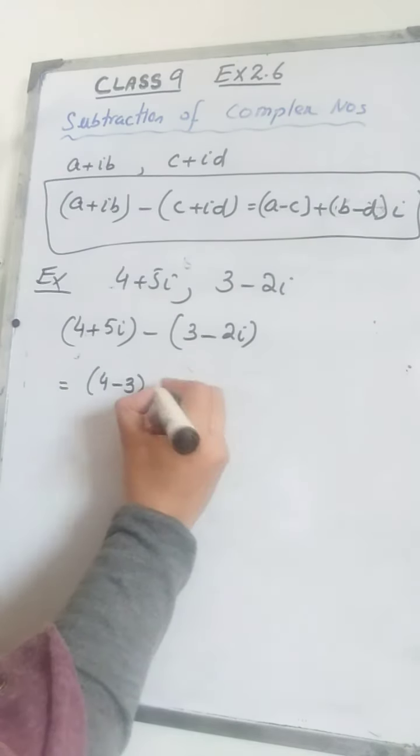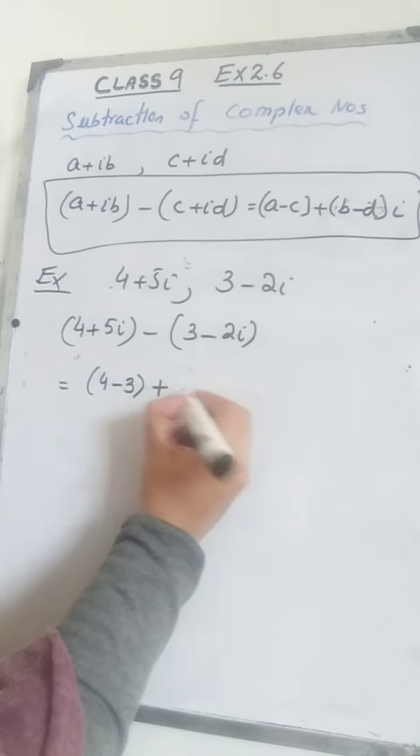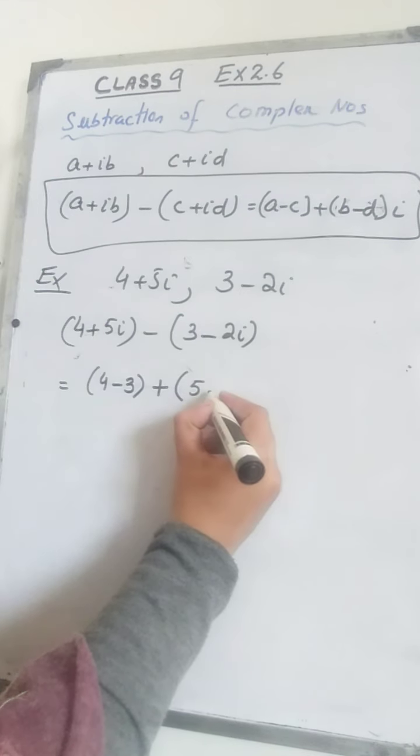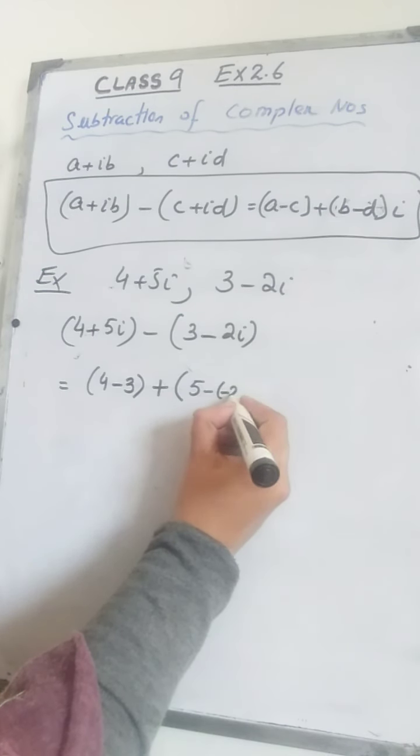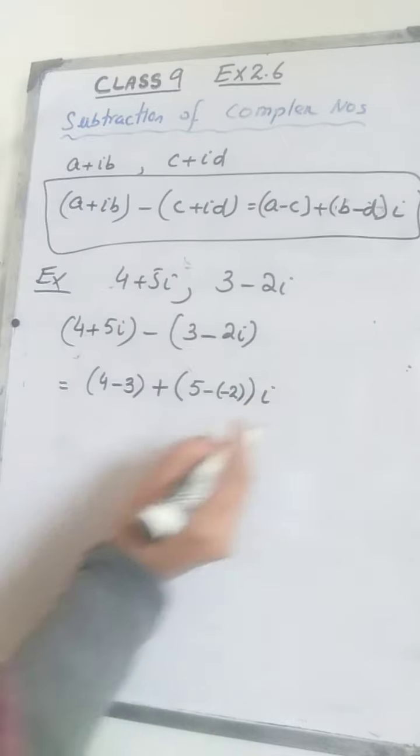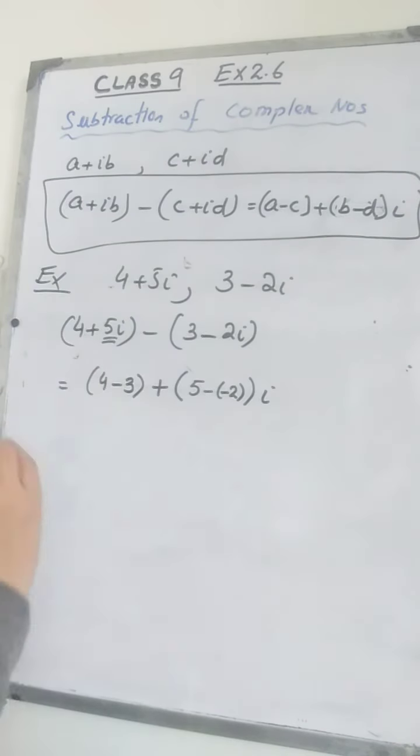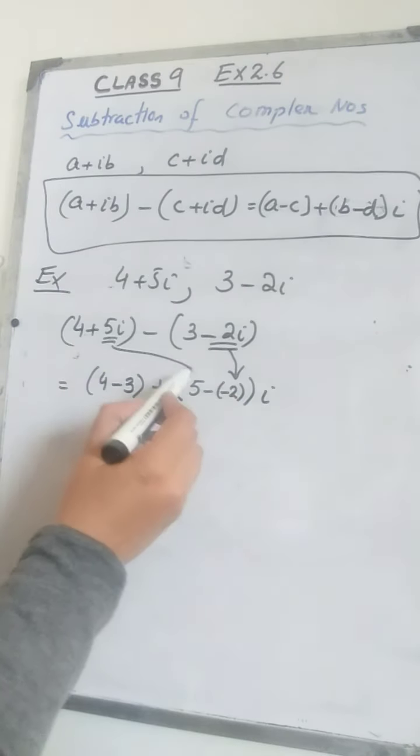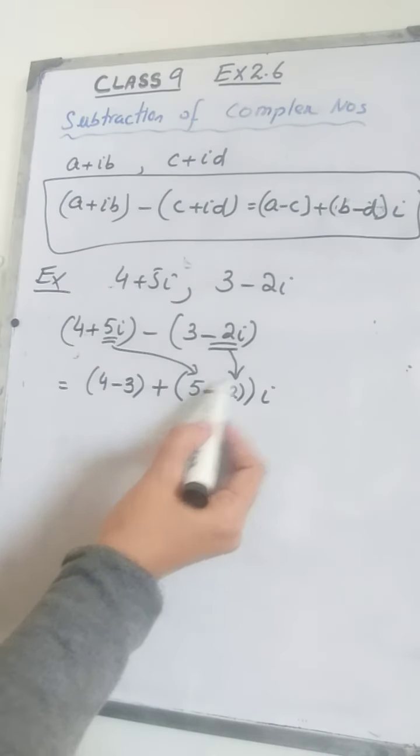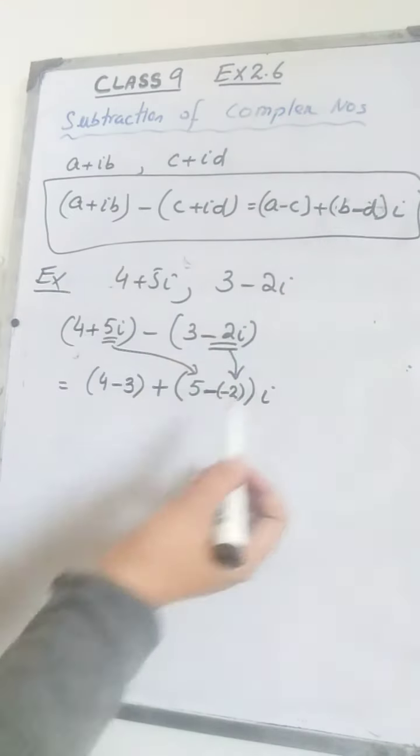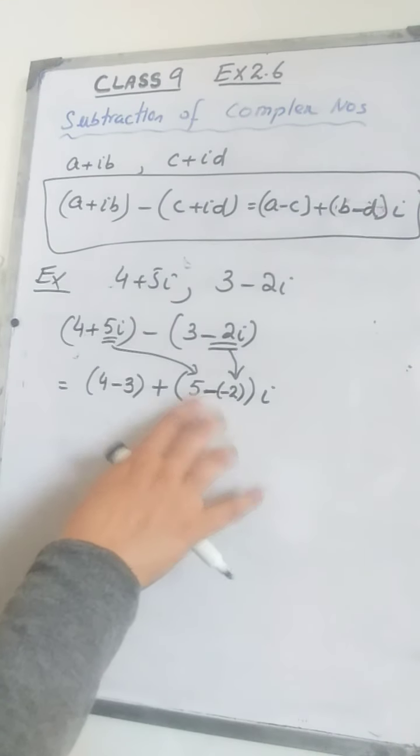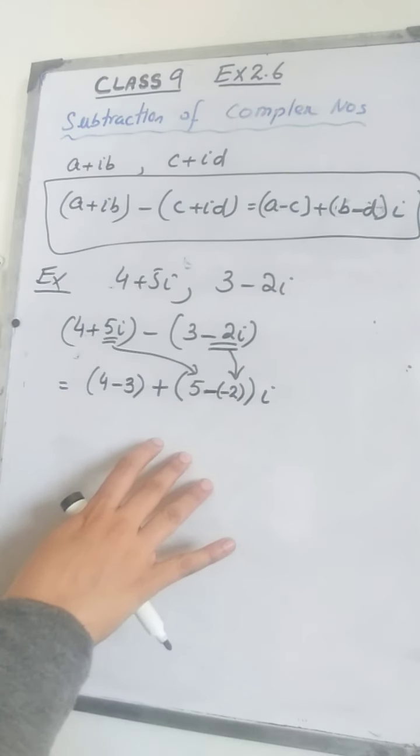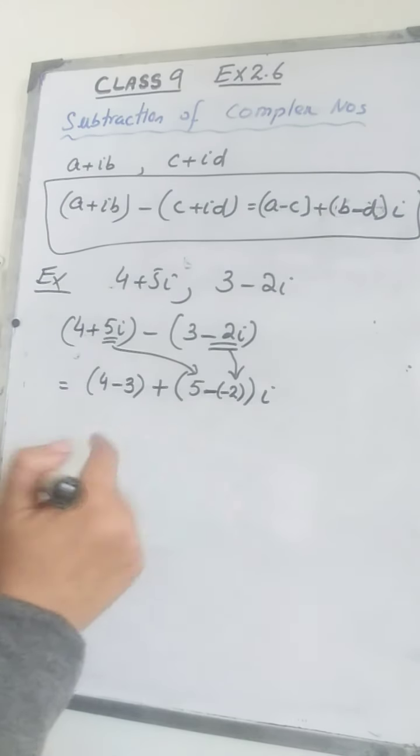Okay, then put a positive sign and in the bracket subtract the imaginary parts. 5 minus 2 iota. The imaginary part of this number is 5. The imaginary part over here is negative 2. Therefore, I have placed negative 2 here and 5 here, and this is the negative sign of the formula. So you are subtracting the imaginary part and the real part. This will give you the difference of these two complex numbers.